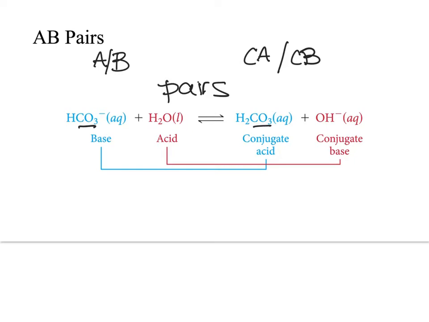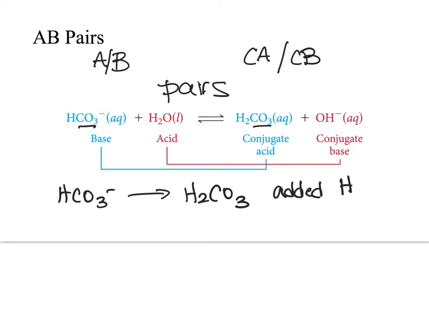If we look at what's happening between the two sides, we can write the half reaction. Bicarbonate goes to H2CO3. We have added hydronium. Okay, so that is a base, and this is the conjugate acid paired.